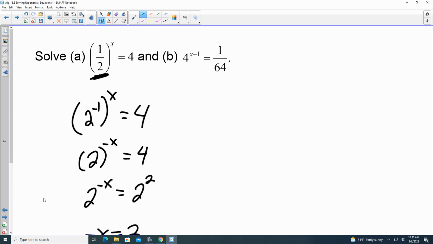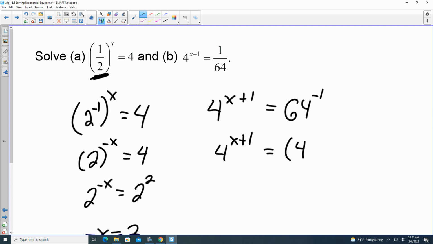Over here, I have 4 to the x plus 1. I have 1 over 64. So again, the first thing I want to do is make that not a fraction. So now I have 4 to the x plus 1 power is equal to 64 to the negative 1. Well, how can I get 64 into 4? It's what, 4 to the third. So I can say this is 4 raised to the x plus 1 is equal to 4 to the third, and this is to the negative 1.